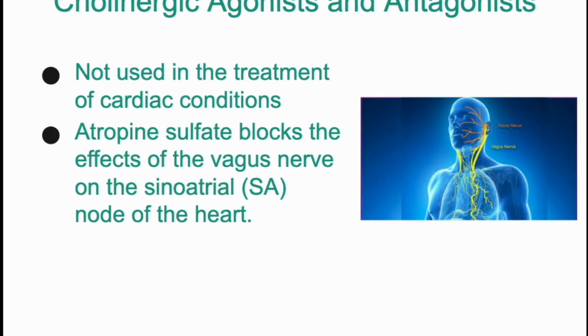With your cholinergic agonists, also called parasympathomimetics, and your cholinergic antagonists, also called anticholinergics, they primarily affect the parasympathetic nervous system. Now, your cholinergic agonists stimulate the parasympathetic system but are not typically used for treating cardiac conditions. Your cholinergic antagonists block the effects of the parasympathetic system, such as atropine sulfate, which specifically blocks the vagus nerve influence on the SA, the sinoatrial node of the heart, increasing heart rate.